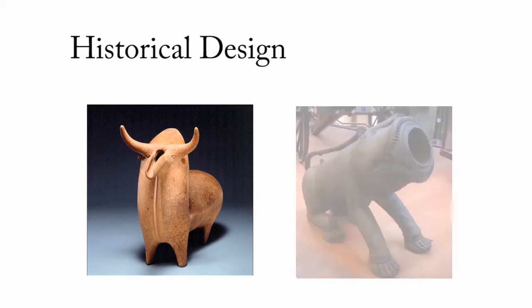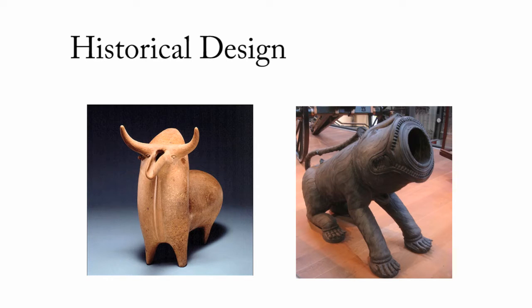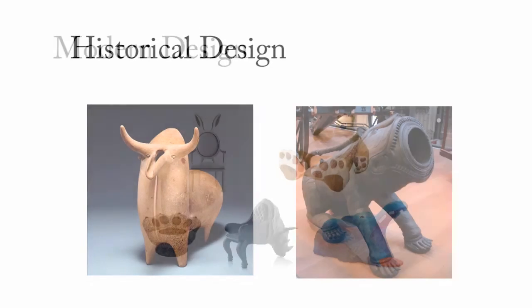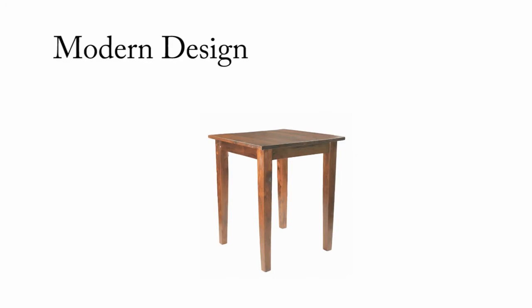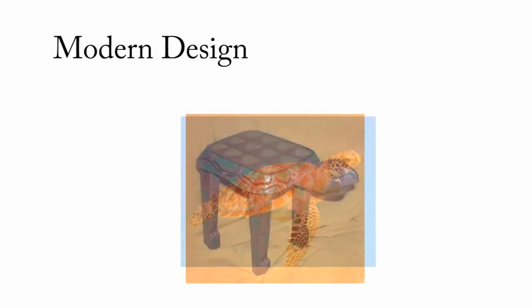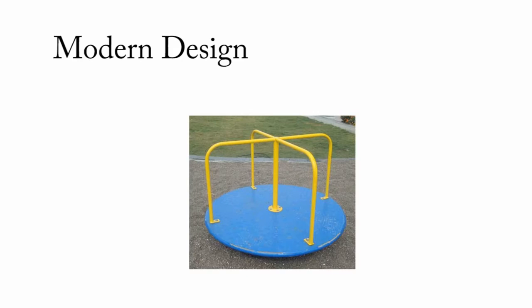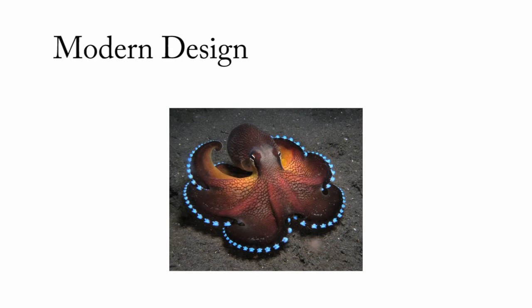Zoomorphism is present in historical designs. Here we show an ancient bull-shaped vessel and a lion cannon. Zoomorphism is also popular in the design of furniture and children's toys. Combining a table and a turtle, we get a turtle table. Combining a merry-go-round and an octopus, we get an octopus merry-go-round.